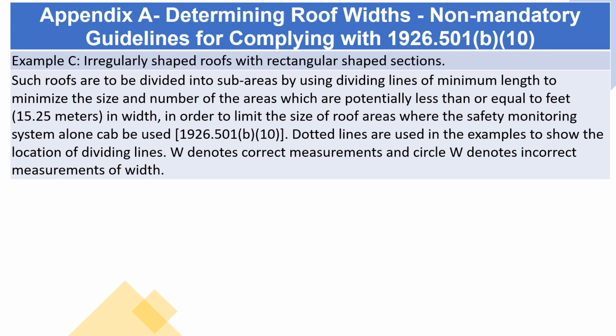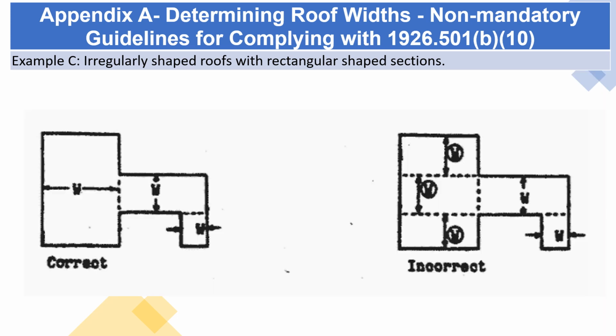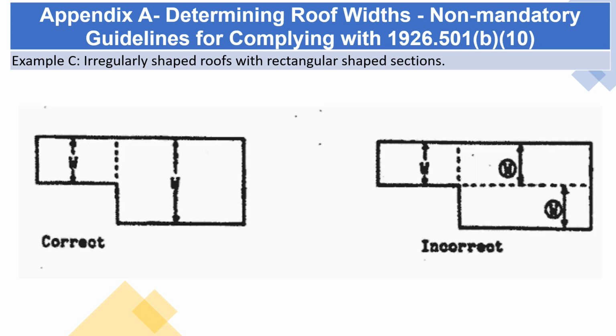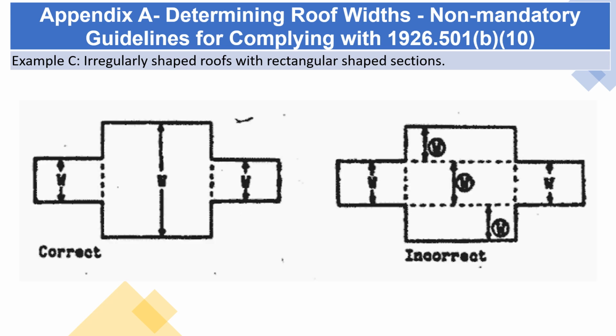In order to limit the size of roof areas where the safety monitoring system alone can be used, 1926.501(b)(10). Dotted lines are used in the examples to show the location of dividing lines. W denotes correct measurements and circle W denotes incorrect measurements of width. Example C, correct and incorrect irregularly shaped roofs with rectangular shaped sections.